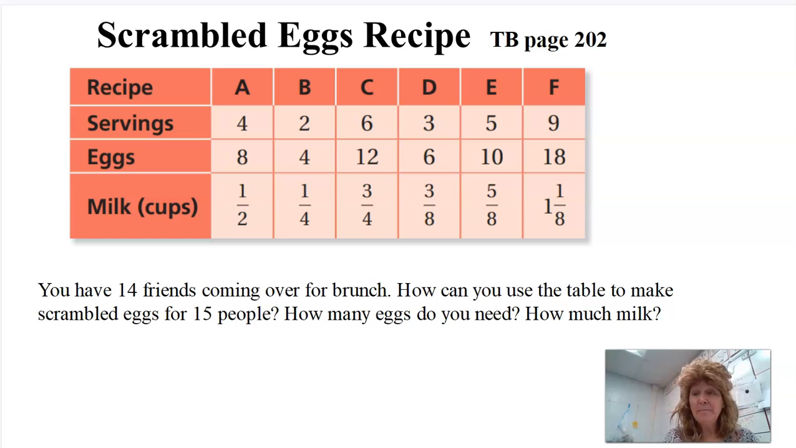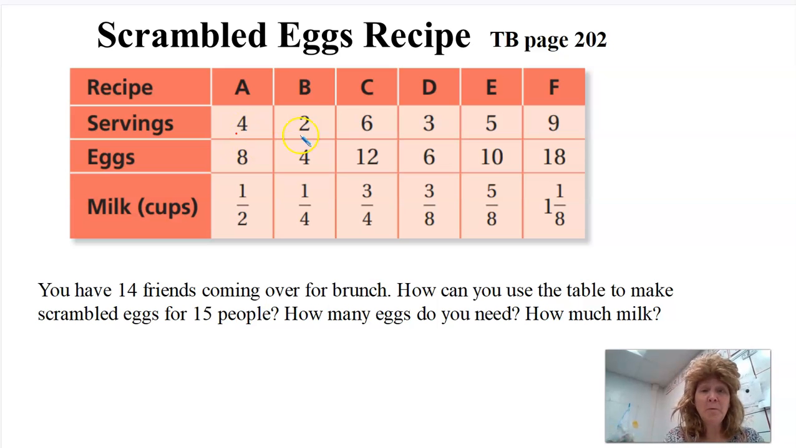Okay, so here's an example of a recipe that can be made in different servings, right? So I've got servings. I have the ingredients for eggs and milk. I have for 4 servings, 2, 6, 3, 5, and 9. And here is my question. What I want to do is I have 14 friends coming over for brunch. How can I use the table to make scrambled eggs for 15 people? So you know how I said you don't add really with a ratio table, right?